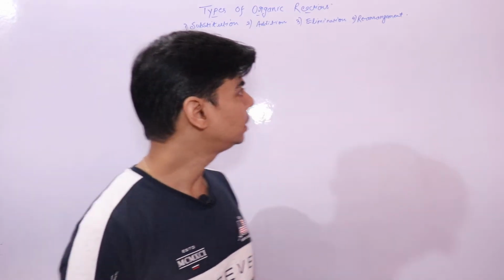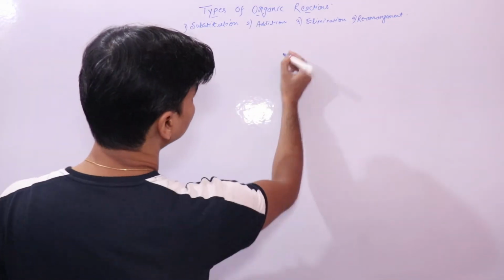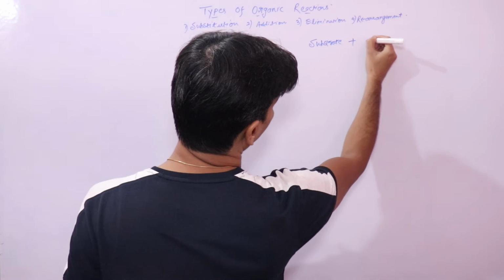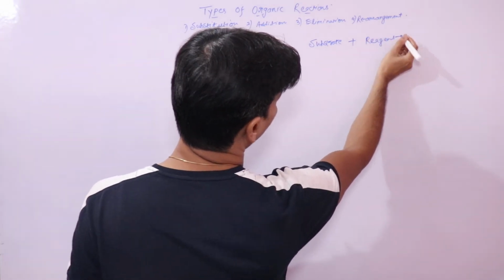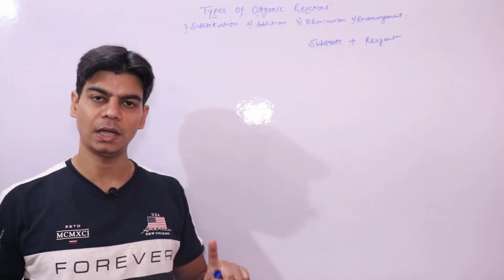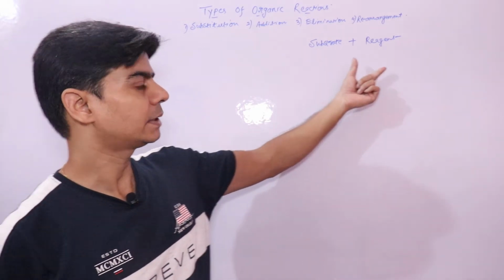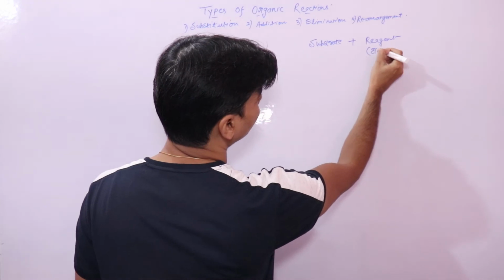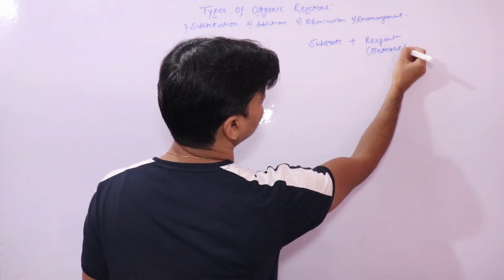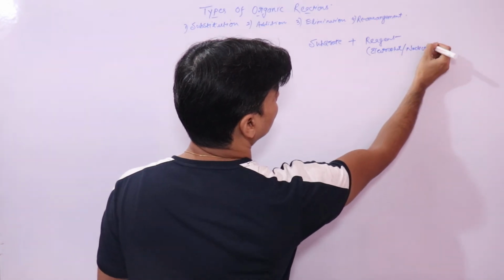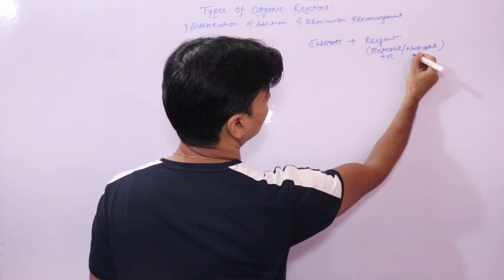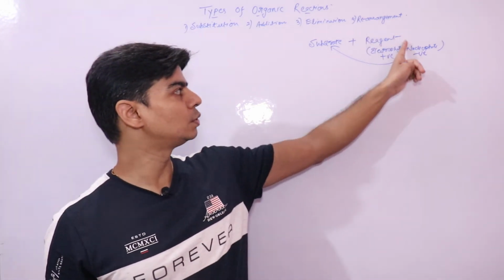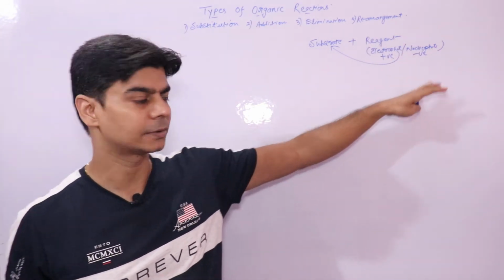Before this video lecture, we understood that an organic reaction is a reaction between a substrate molecule and a reagent. We know that a substrate is an organic molecule that would be attacked by a reagent. This reagent, which can be an electrophile or a nucleophile, that means positive or negative, will attack this substrate molecule. Before this video lecture, we were going through different types of reagents, nucleophilic and electrophilic.